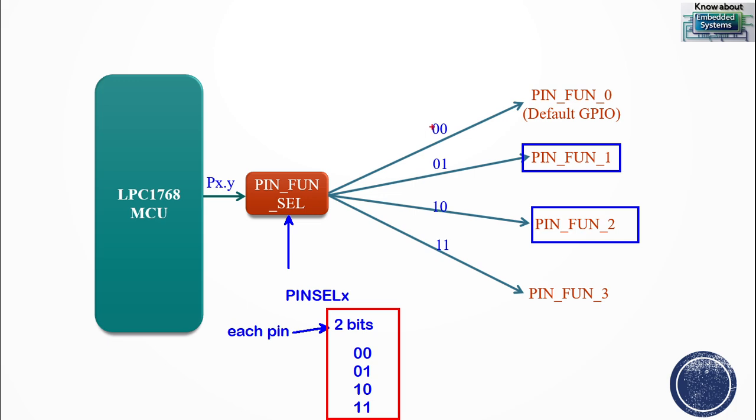You can see here that by default it is 00, which selects function number 0. When you configure the two bits of the respective pin as 01, then function 1 will be selected, 10 selects function 2, and 11 selects function 3. This configuration we have to do in the register called PINSEL X.